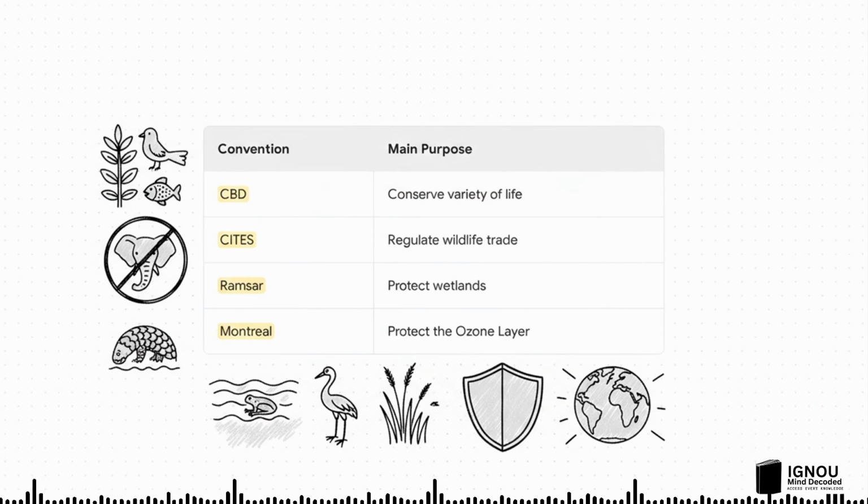And it's not just about climate change. There are a bunch of other super important agreements. For example, the CBD is all about protecting the variety of all living things. CITES is a set of rules to protect endangered species from being illegally traded. Ramsar protects wetlands. And the Montreal Protocol? That one is an amazing success story. It's the agreement that actually helped fix the hole in our ozone layer.